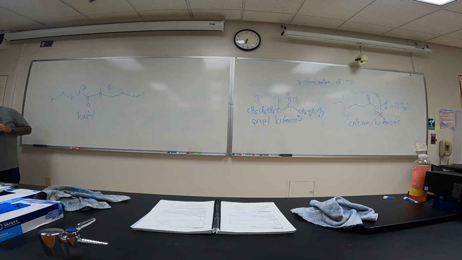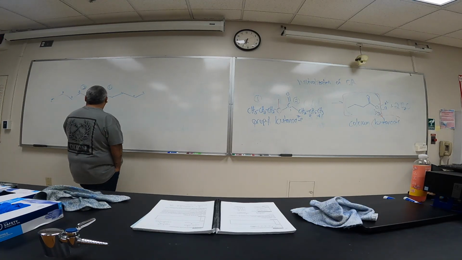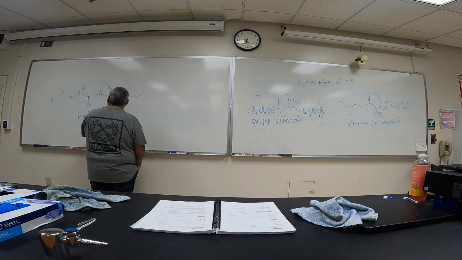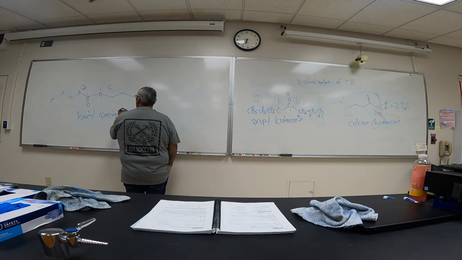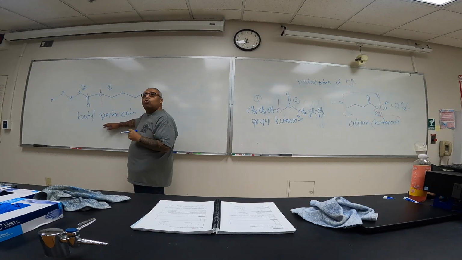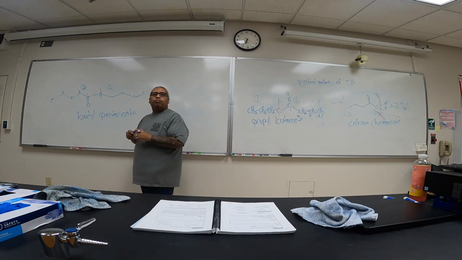So butyl, pentane, what? Pentanoate, because it's going to come from pentanoic acid, right? So we have butyl pentanoate.